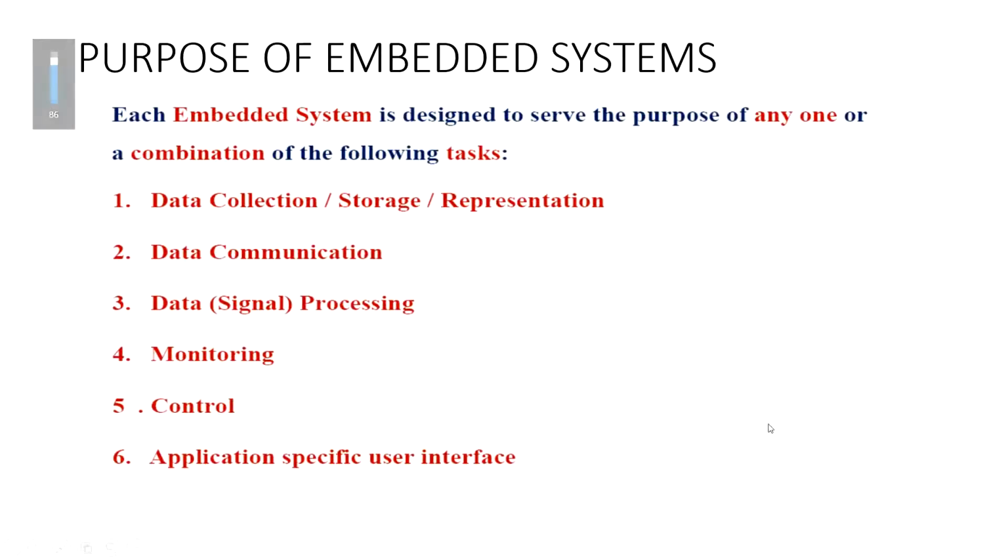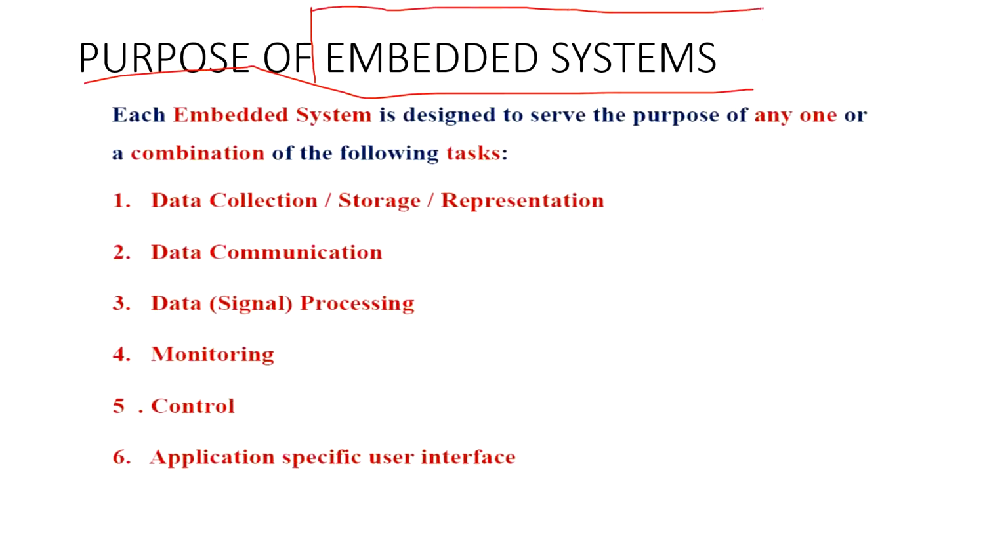Okay. So hello all. In the last video we studied the purpose of embedded systems. The purpose of embedded systems falls under 6 categories. That means the embedded systems that we are using in today's world fall under these 6 categories. What are those 6 categories?